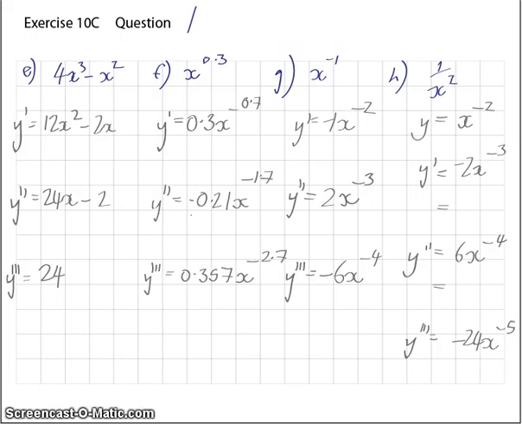Now going back to write them as fractions, this becomes minus 2 all over x cubed. This one, the 6 stays where it is. That is over x to the 4. And this one is minus 24 over x to the 5.